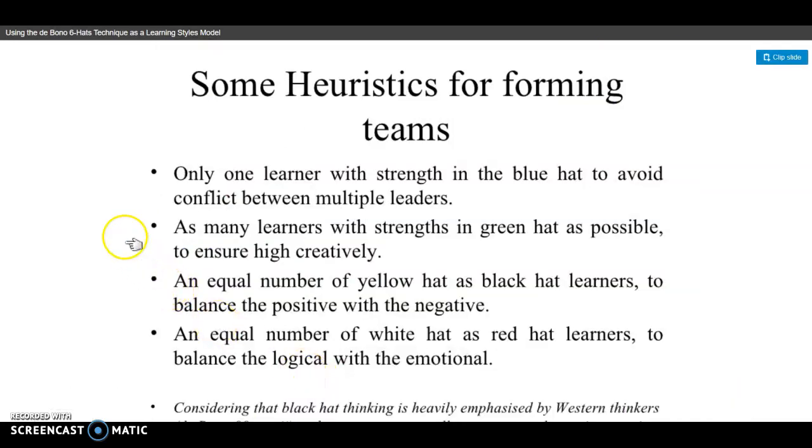The teacher will then put students into groups using the strategy heuristics, that's hard to say, with the goal of only one learner in the blue hat to avoid conflict, because that's the leader hat, as many green hats as possible in each group, balancing yellow and black to have a balance between positive and negative, and then an equal number of white hat and red hat to balance the logical with the emotional.